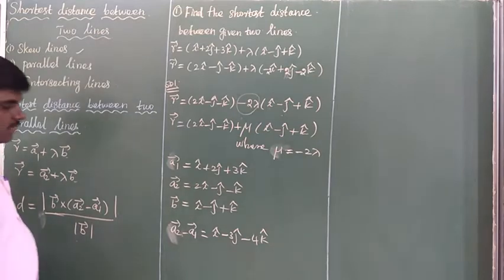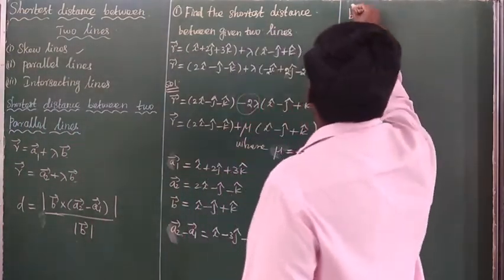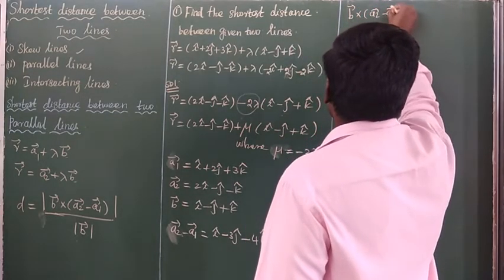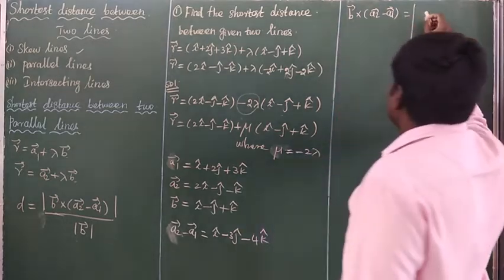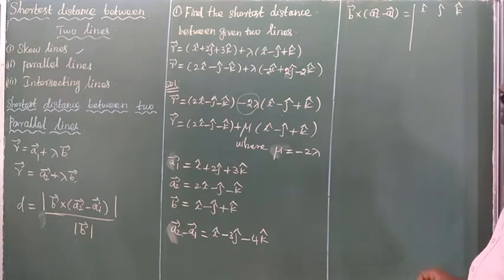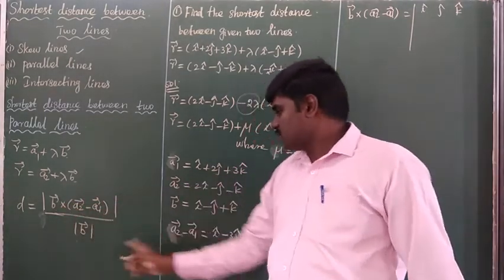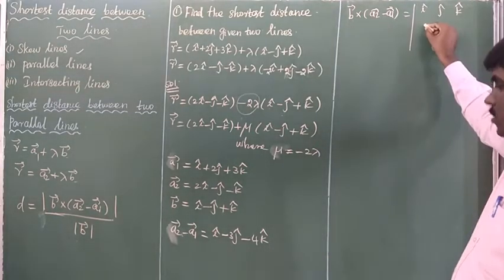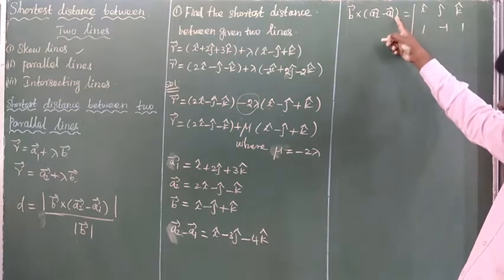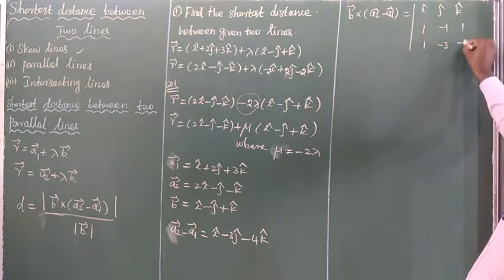So using the formula, b vector cross a2 vector minus a1 vector, first we'll find the new vector values. Determinant of i cap, j cap, k cap. What's the b vector? The b vector coefficients are 1, minus 1, 1. Next a2 minus a1: here 1, minus 3, minus 4.